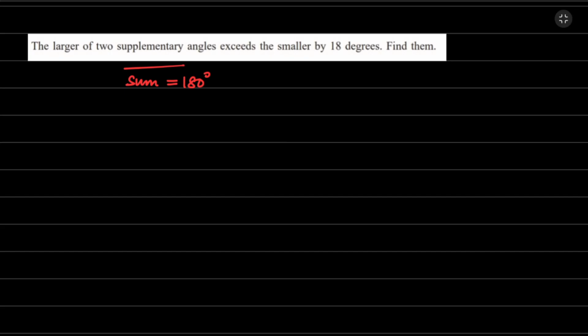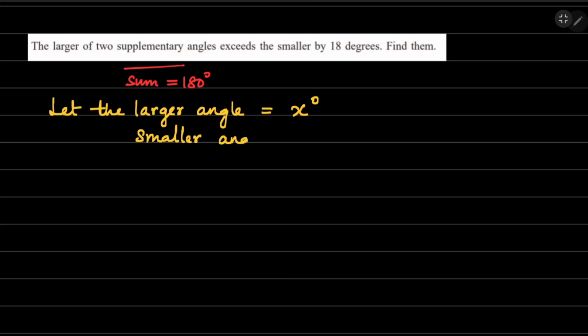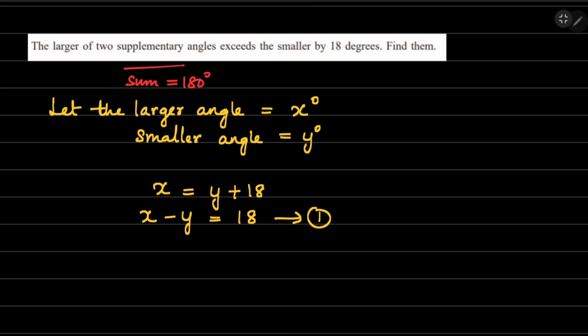So you have a larger angle. So you can write, let the larger angle be x degrees, and the smaller angle, let it be y. Okay, so the larger angle exceeds the smaller by 18. So x is equal to y plus 18, right? Or you can write x minus y equal to 18, isn't it?